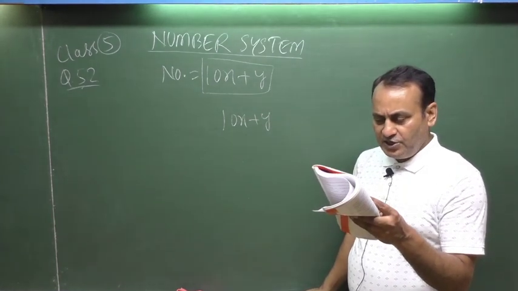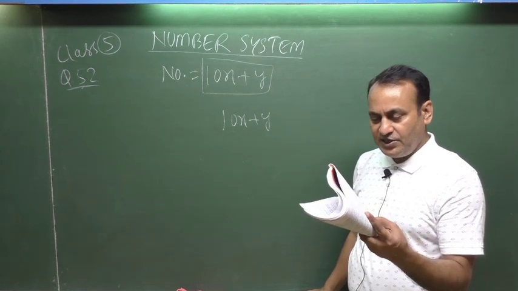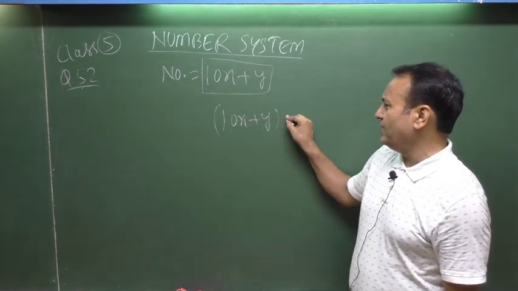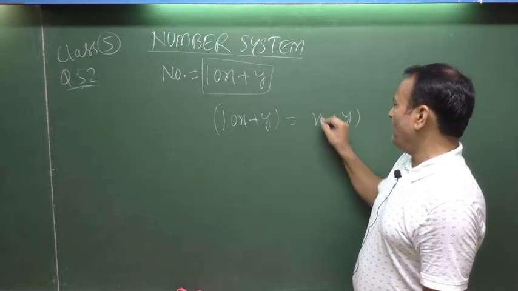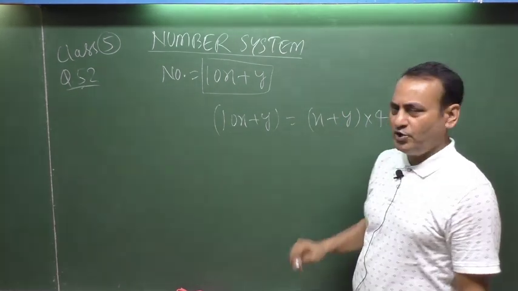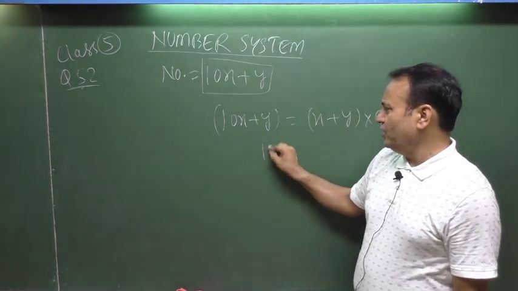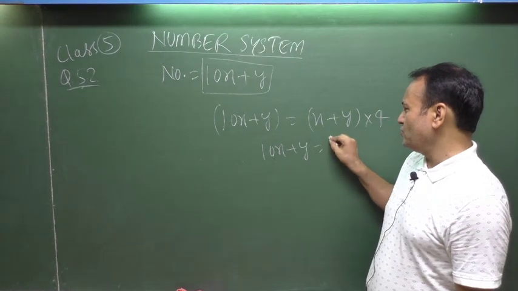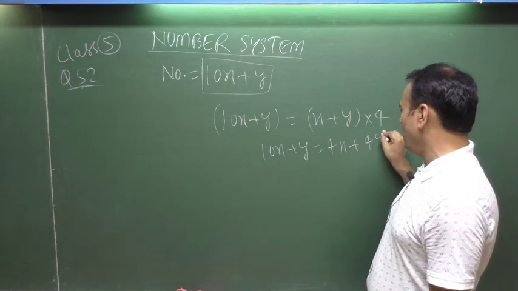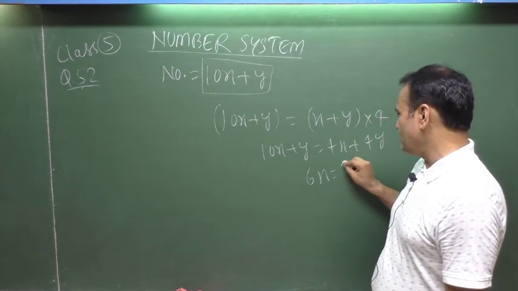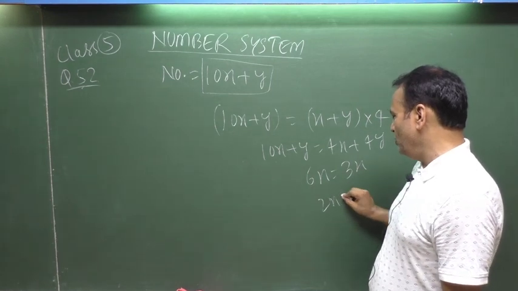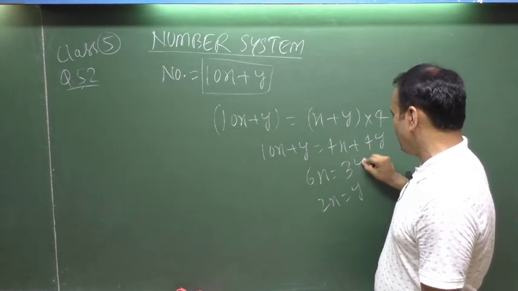The question says a two-digit number is 4 times the sum of its digits. That means this number is 4 times the sum of its digits. This is your equation given by the question. Now 10x plus y equals 4x plus 4y, again 6x equals 3y, again 2x equals y.